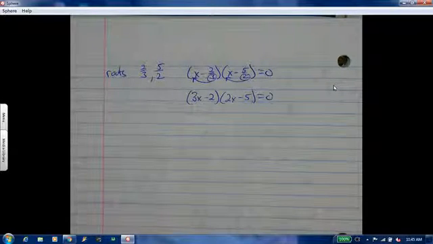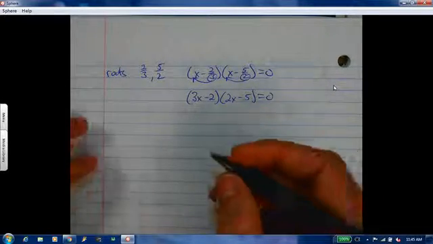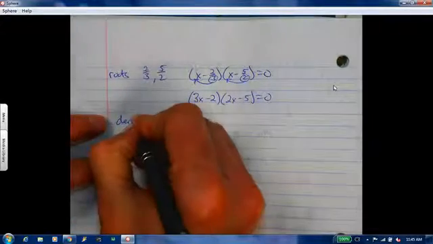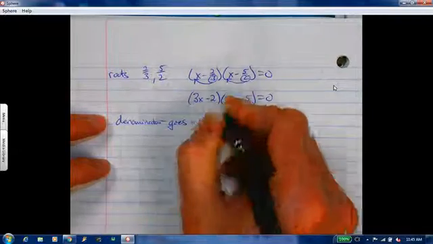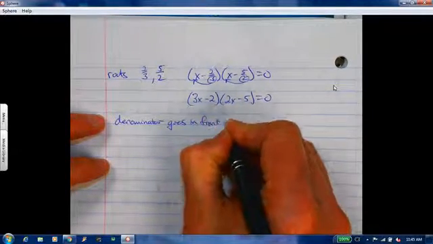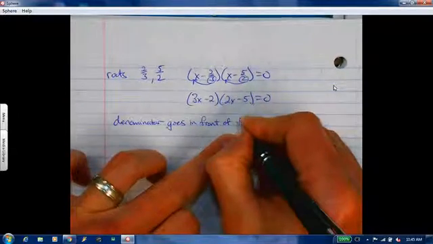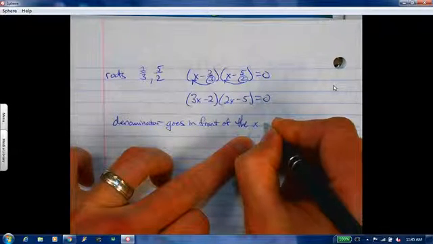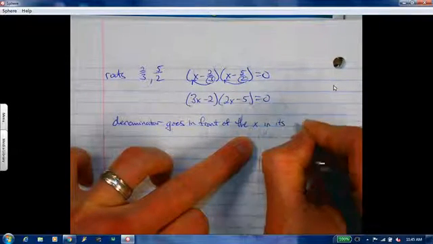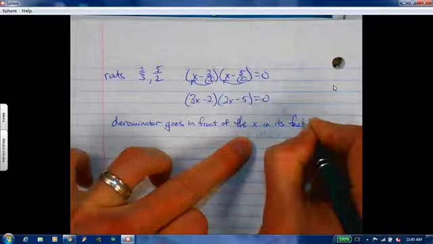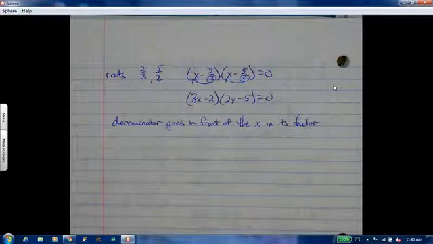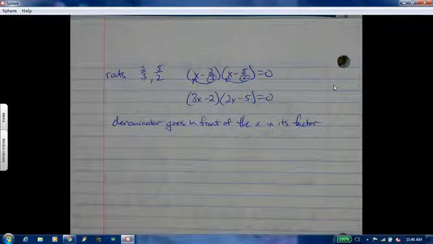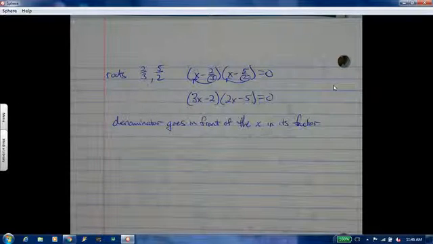Okay. So the denominator goes in front of the x in its factor. I'm going to use that word factor again. That factor means it's that specific parenthesis. The denominator goes in front of the x in its factor. We're not done now. You still would have to FOIL this out.